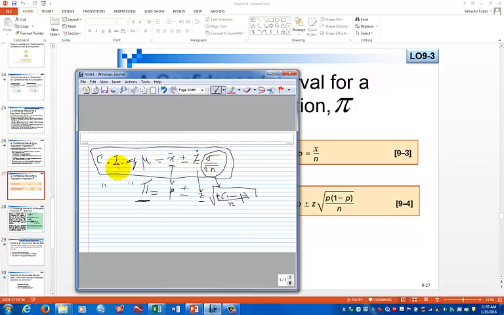I wrote here down the confidence interval for the population mean is equal to the sample mean plus minus the margin of error. And the margin of error is z times sigma over the square root of n. That's from the previous section. And the confidence interval for the population proportion follows the same approach. Instead of x bar, we have p plus minus the same z, and then times the standard deviation of the proportion of the samples.